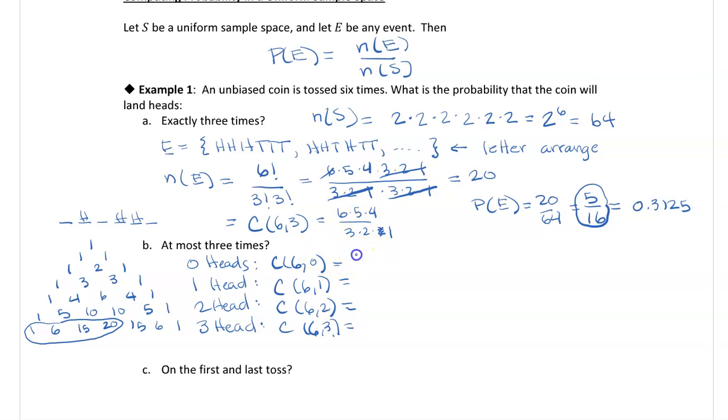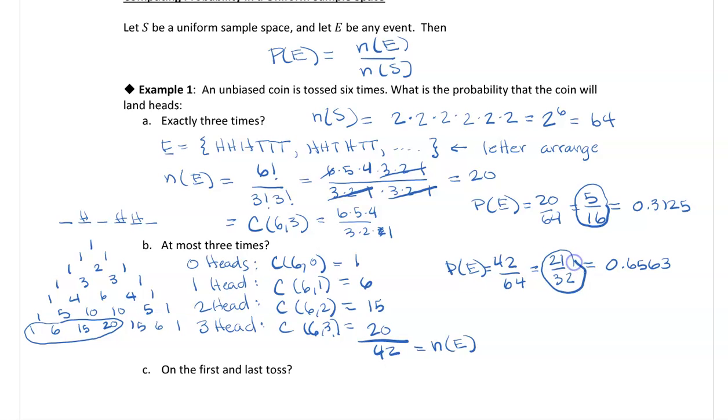So I know now that 6 choose 0 is 1. 6 choose 1 is 6. 6 choose 2 is 15. And 6 choose 3 is what we got before, which is 20. Okay, so that's a total of 42 ways. And so that is the number of elements in the event I'm interested in. So the probability of the event is 42 out of 64, which reduces to 21 out of 32. And if I write that as a decimal, I get 0.6563. All right, I'm going to circle that one. That's my exact answer.